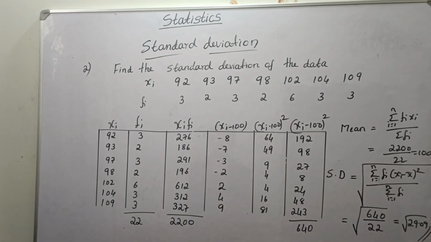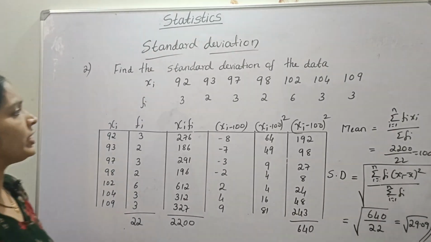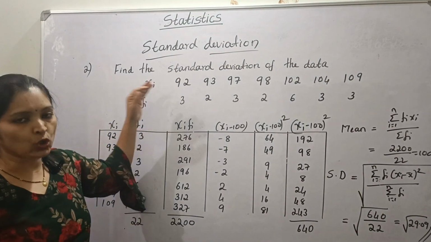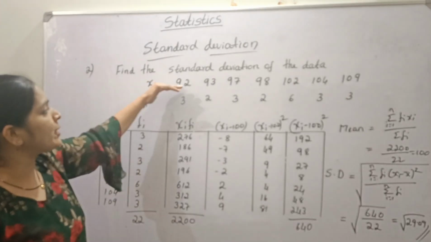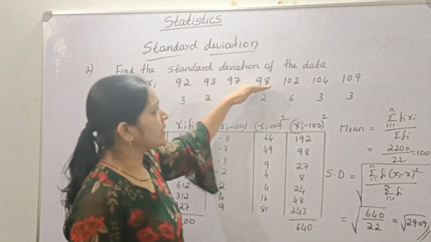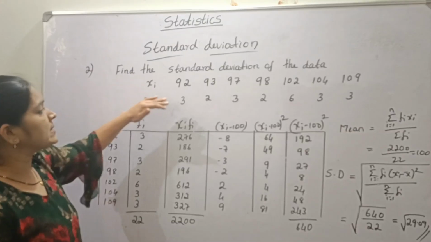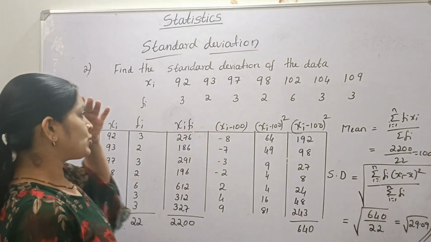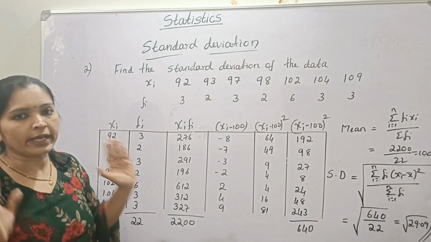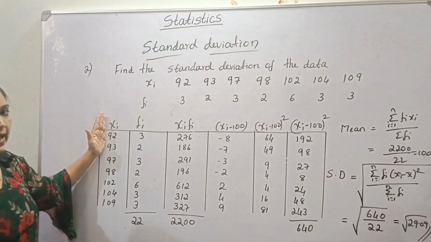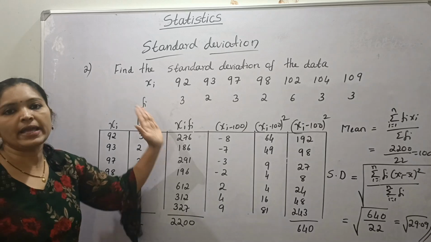See the next example, find the standard deviation of the data. So here the given data is grouped data, okay: 92, 93, 97, 98, 102, 104, 109. So here Fi is the frequencies 3, 2, 3, 2, 6, 3, 3. So here first of all we have to make the table, okay, first Xi, then Fi, then Xi Fi.